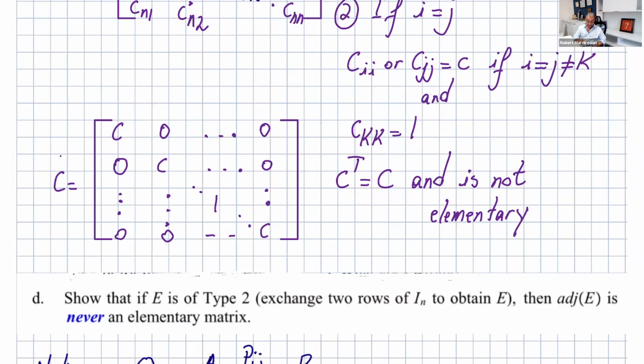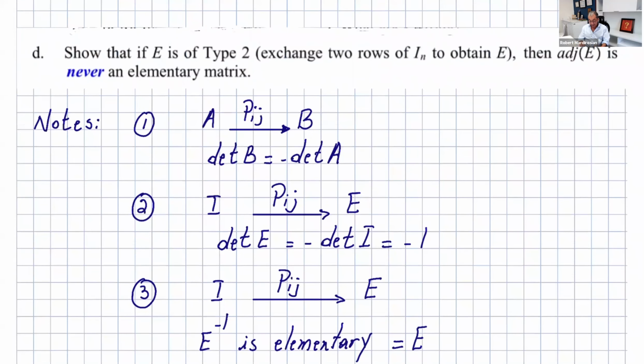And this is not an elementary matrix, because you cannot take I and perform one of the permitted row operations and get C's everywhere except 1 and 3 to be 1. So not elementary, that's the general form. Now, next point, I used a different approach. Show that if E is type 2, meaning exchange rows of In to obtain E, then the adjoint of E is never an elementary matrix.